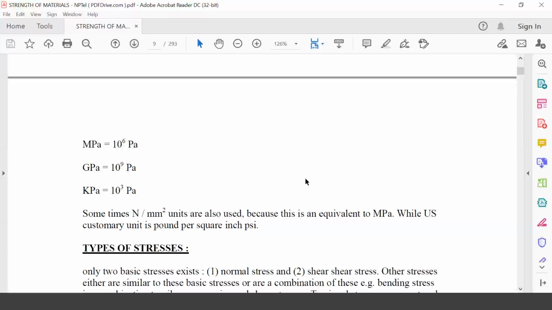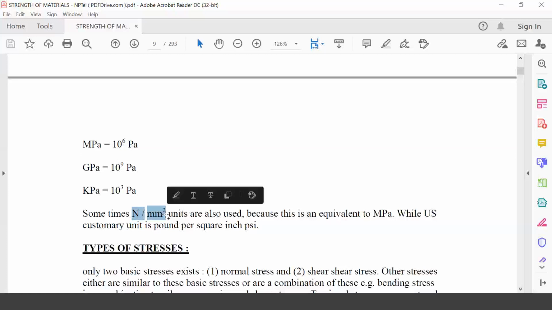That means we'll be having what? Megapascal, then gigapascal, then kilopascal. Now this megapascal is MPa. That means 10 to the power 6. Just remember one thing, never forget: 10 to the power 6 Pascal means mega.